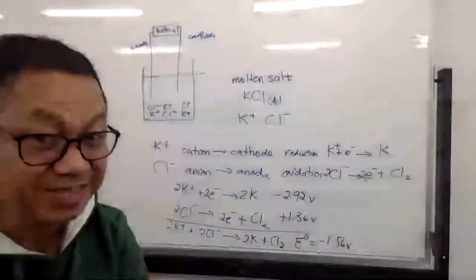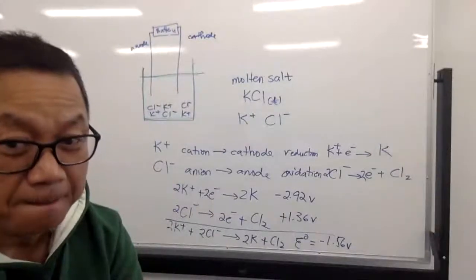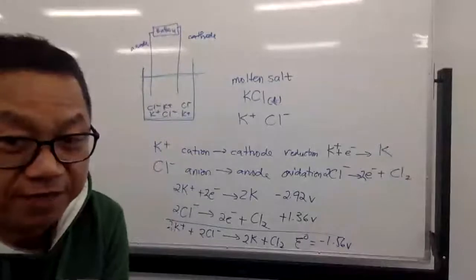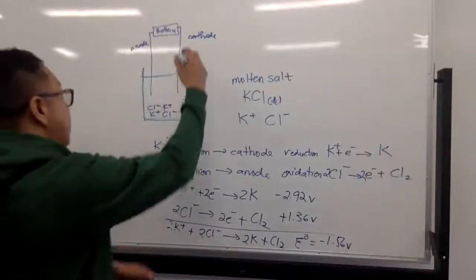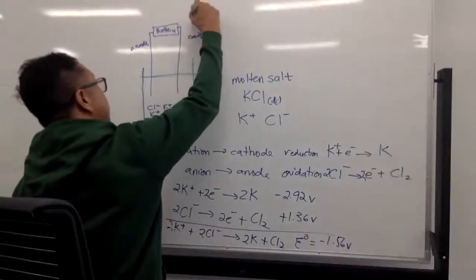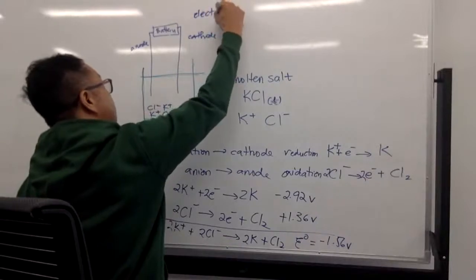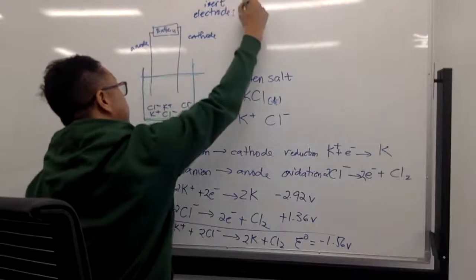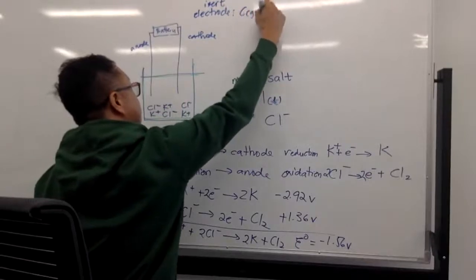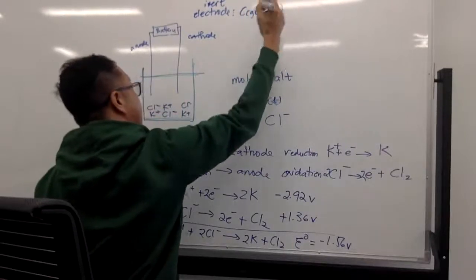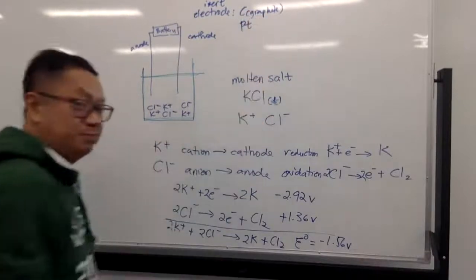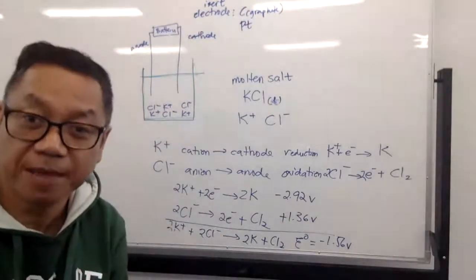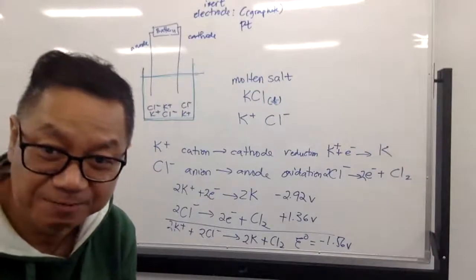So we don't need, the electrodes do not need to be part of it. And so the electrode that we're going to use here could be an inert electrode like graphite, because graphite is a good conductor of electricity, and platinum. These are two of the most commonly used metals for electrolysis. You get it?